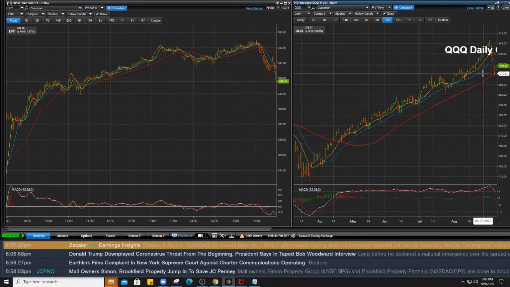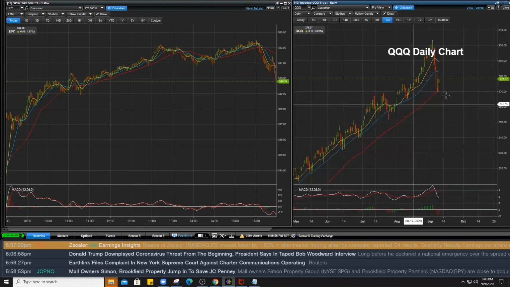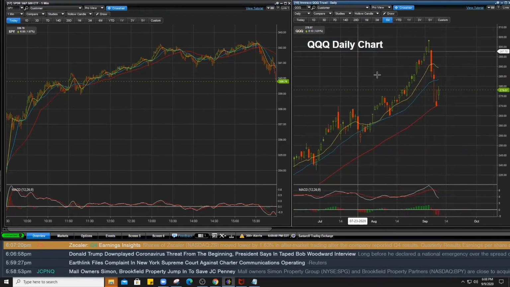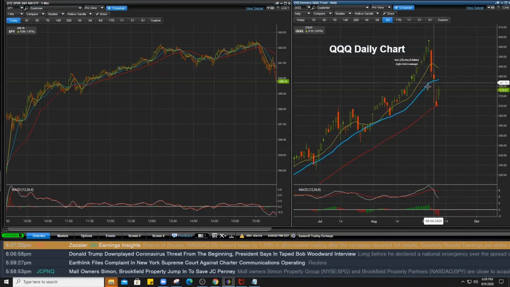So 270 would be my S1. I'd say 260 is going to be my S2. So stop 1, stop 2 if you want to position out of it, or support 1, support 2. That's what's really important with trading, managing your trades. That's why we go over stops, targets, support, and resistance areas on every single trade we make.